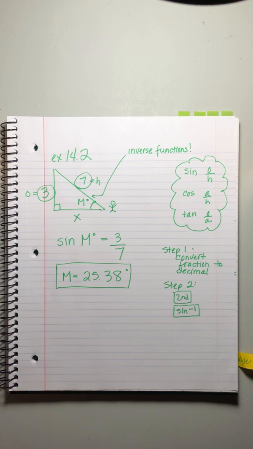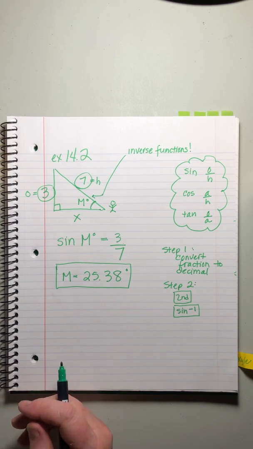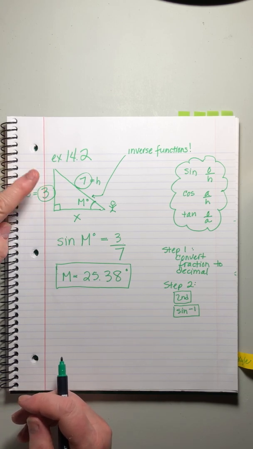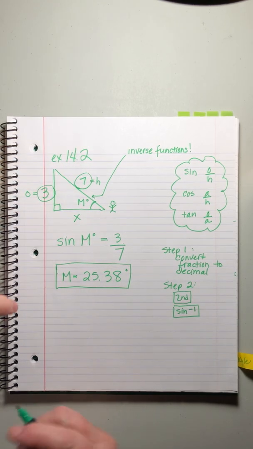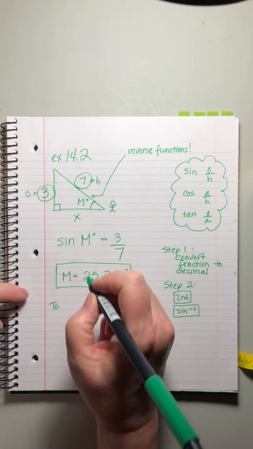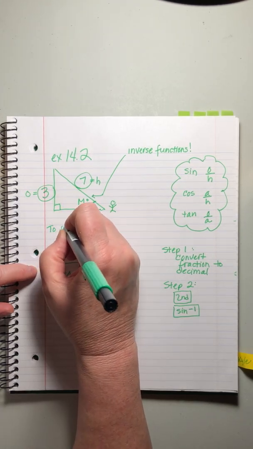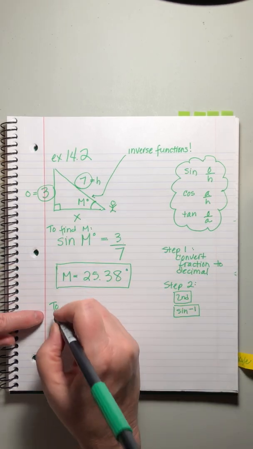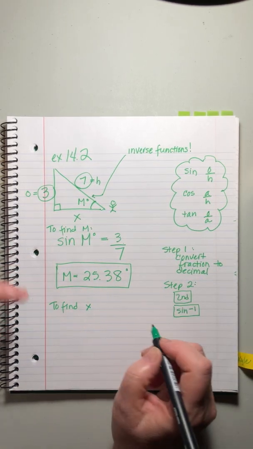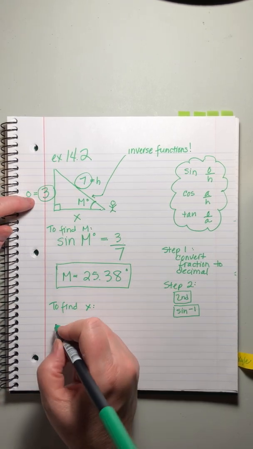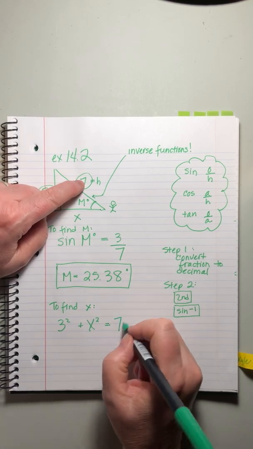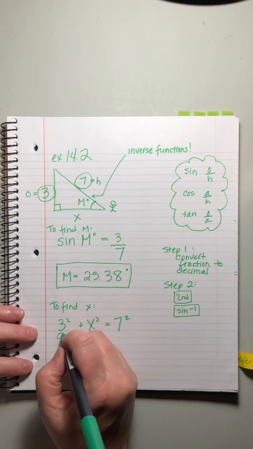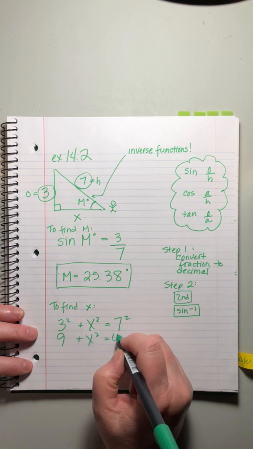Does John want us to find x? Yeah, he does. He wants us to find side x as well. Okay, well, we've got lots of options for that. But the easiest one is to use the Pythagorean theorem. A squared plus b squared equals c squared. So this is to find m. And this is to find x. And we could do this in either order. It doesn't matter. 3 squared plus x squared equals hypotenuse 7 squared. Yeah? 9 plus x squared equals 49.